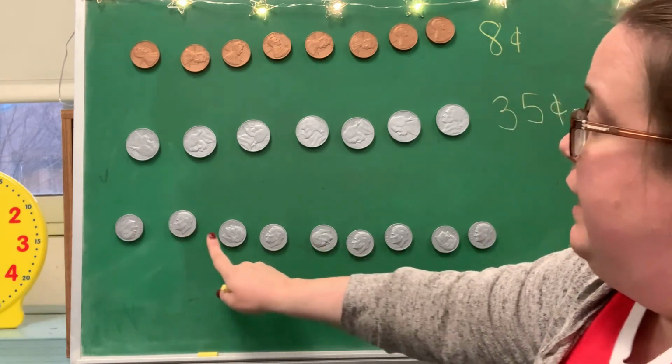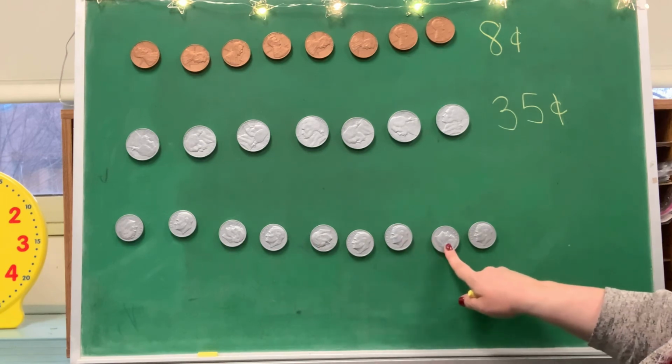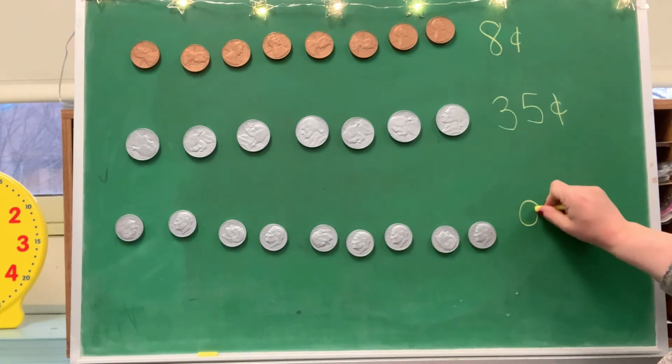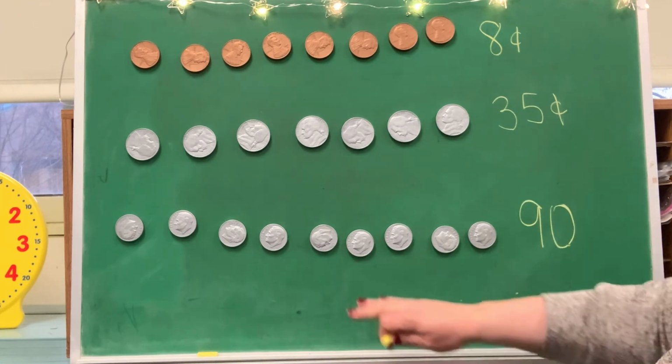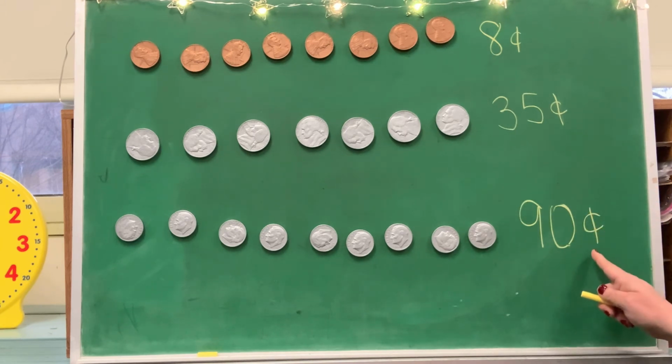10, 20, 30, 40, 50, 60, 70, 80, 90. 90 what? 90 dimes? No, there's not 90 dimes there. There's 90 cents. That cent sign, you need to remember that. Okay? Good job.